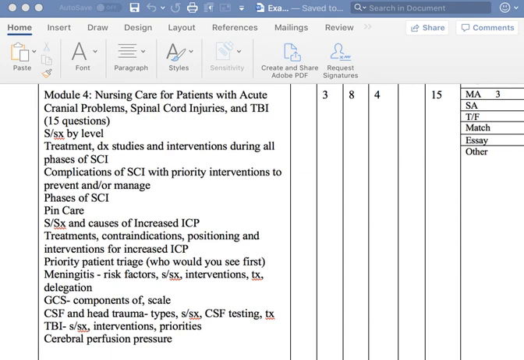Let's see, where are we? Priority management. Who would you see first? When you're looking at these patients, what would be an indication, when you're prioritizing care, that you need to see the patient before someone else? Not necessarily just someone that's drowsy. What else? What is Cushing's? Good one. What is Cushing's? What else? Widening pulse pressure. What else? Bradycardia.